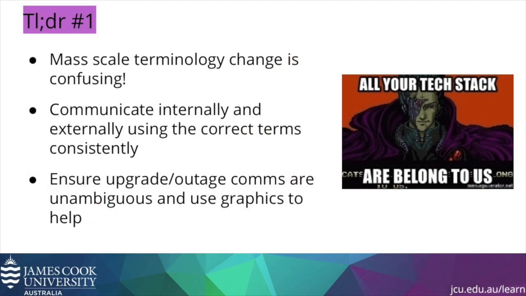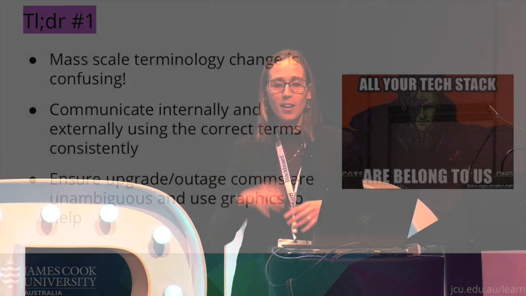And also coming out of this, because we were having such extensive terminology change and stack change, it was super important that we got our communications right, and they went to the right people at the right time, and they had the right information. That was a really key part of this process. So my first takeaway from this is that mass scale terminology change is very confusing, and you have to communicate this really well. In my experience, your communications must be unambiguous, and you can use graphics to help. That's something that we did a lot when we were generating news articles to provide to our users: screenshots of things, information about what we were doing.